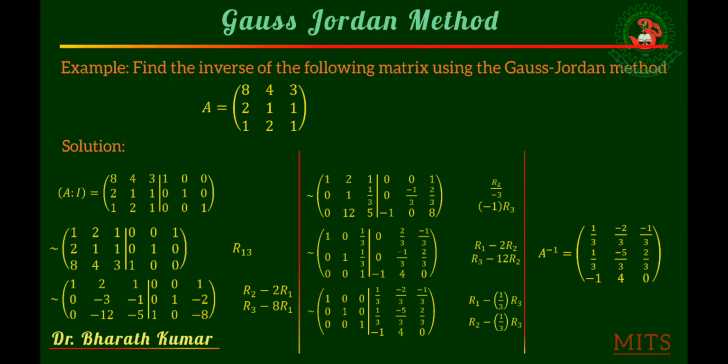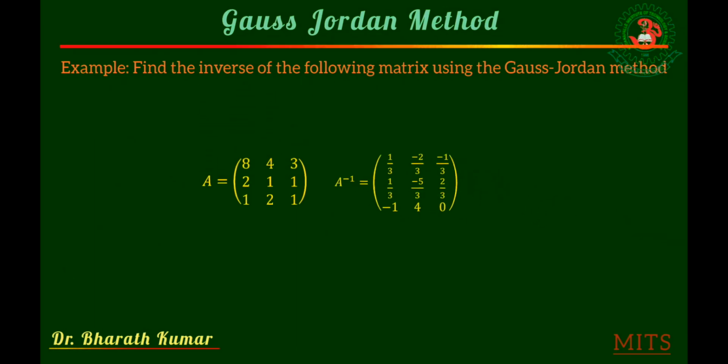Now let's verify the final answer by multiplying both A and its inverse. We'll get A into A inverse equal to identity. Therefore, the obtained matrix is the inverse of A.